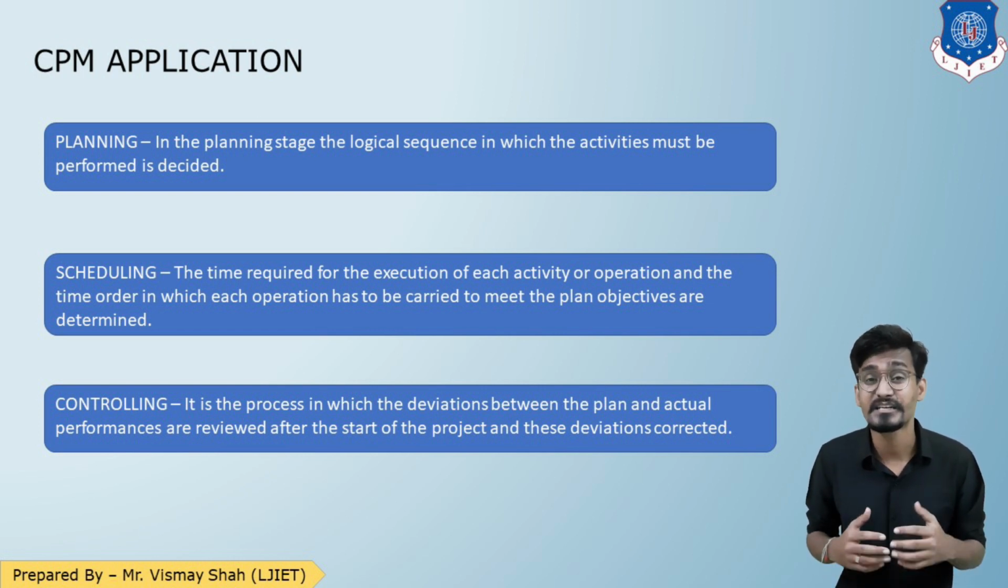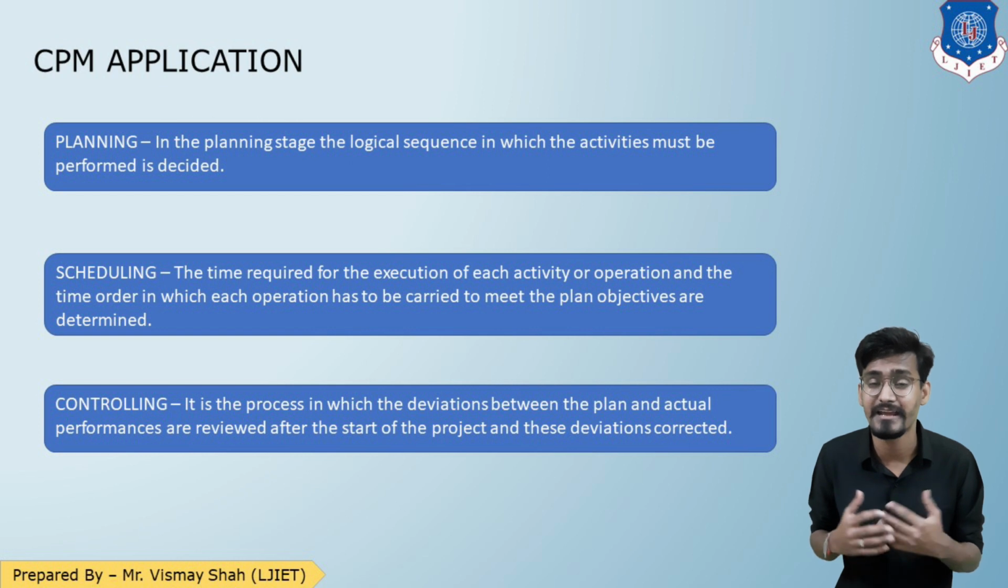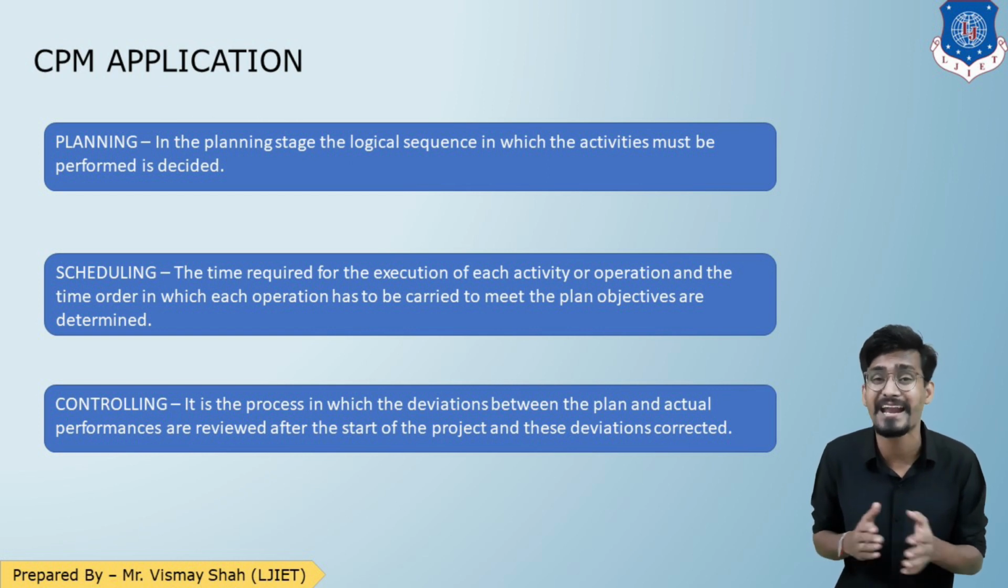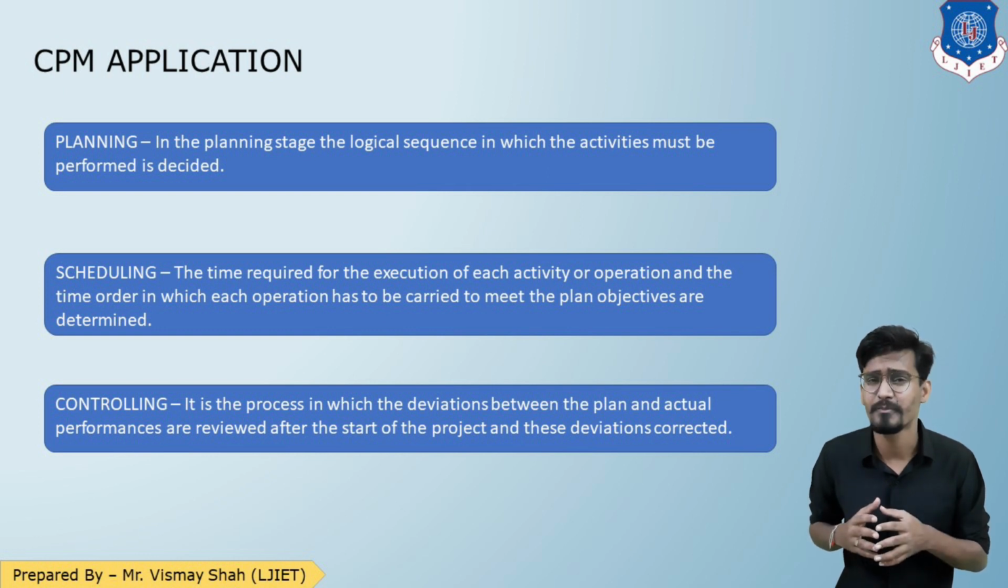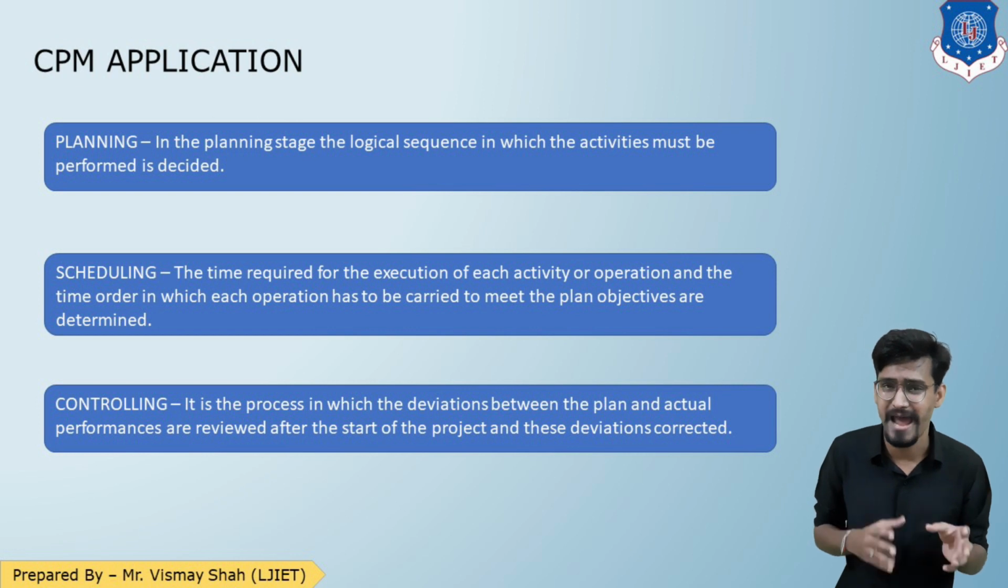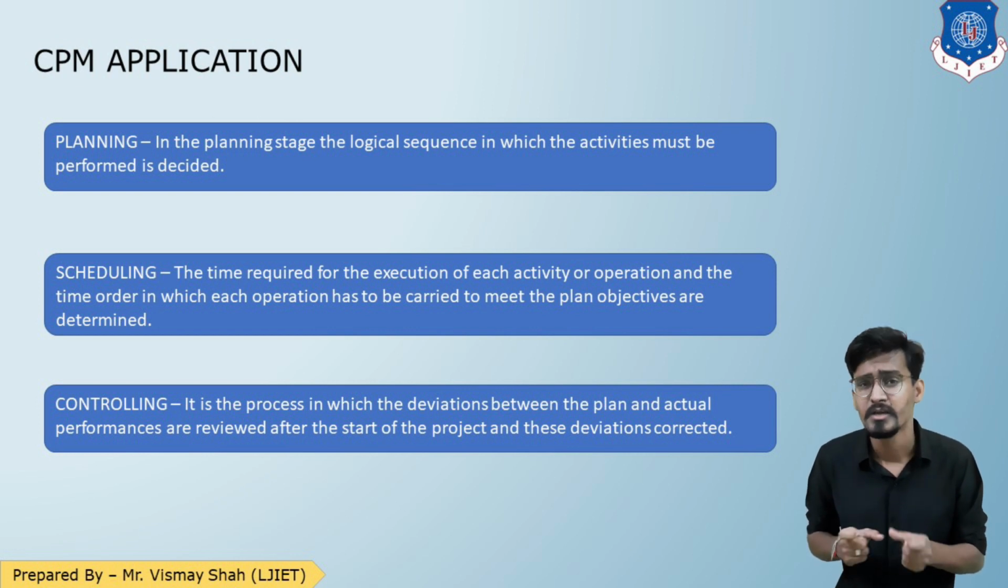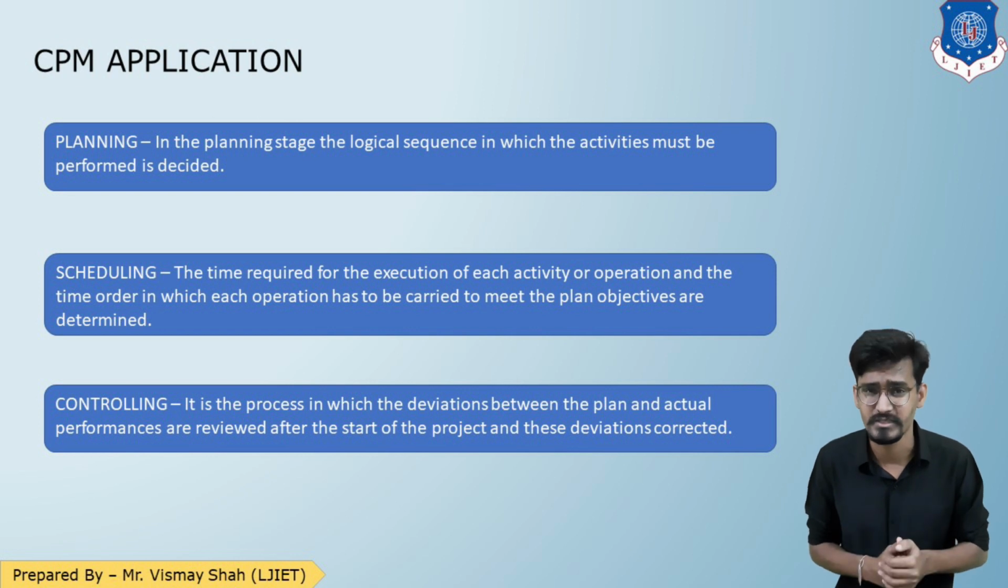And the last is controlling. In controlling, it is the process of checking the deviations between plan and actual performance. That is, you have planned something and the actual performance is something else. If there is a delay or a discrepancy between plan and actual performance, that is known as a deviation, and you take control measures to recover those deviations in the project.